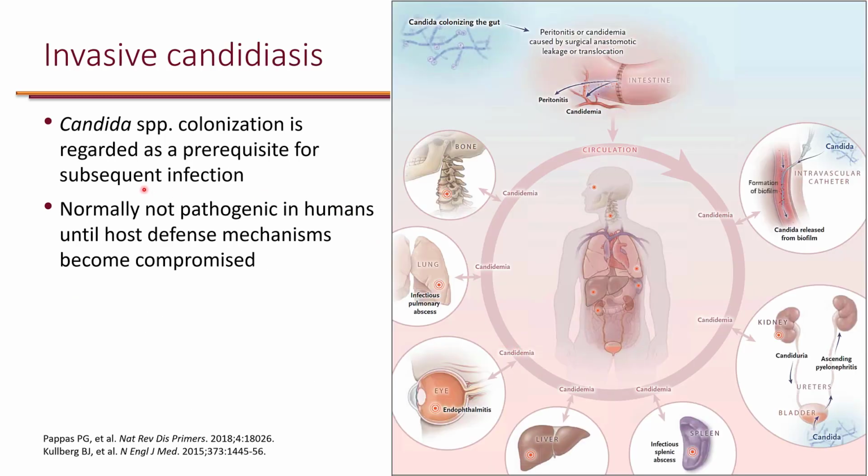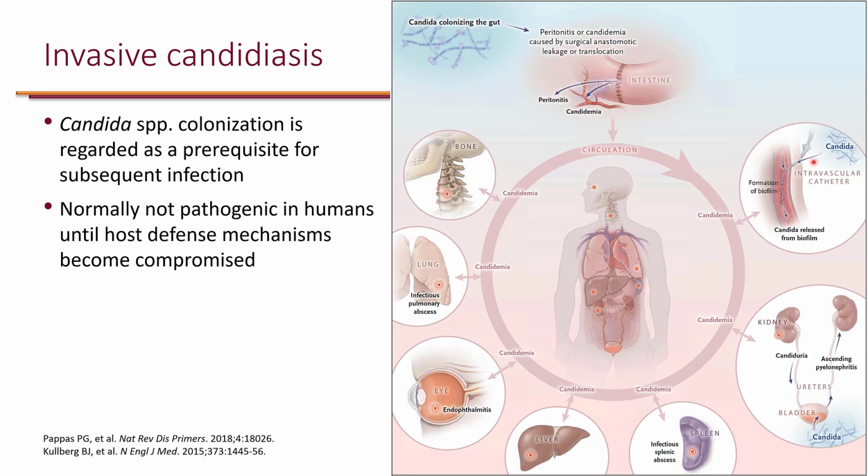Now let's look at invasive candidiasis. So candida colonization is regarded as a prerequisite for subsequent infection. So in fact, typically through the intestines, people can be colonized in the intestines with candida species as part of the flora. And then if somebody has peritonitis, for example, if they have surgery, any type of colon surgery, this can actually have leakage, and these candida can find their way into the bloodstream and then cause candidemia.